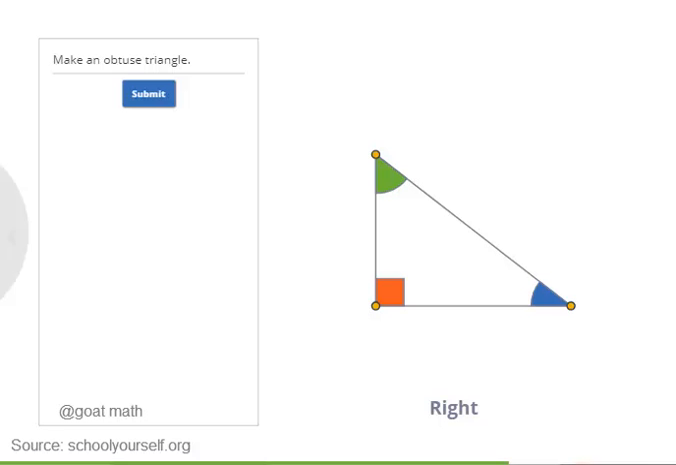Precisely, a triangle can have at most one right angle, because if it has two, those two angles would add up to 180 degrees, leaving 0 degrees for the third angle. Similarly, a triangle can have at most one obtuse angle. Speaking of obtuse angles, next, try making an obtuse triangle.